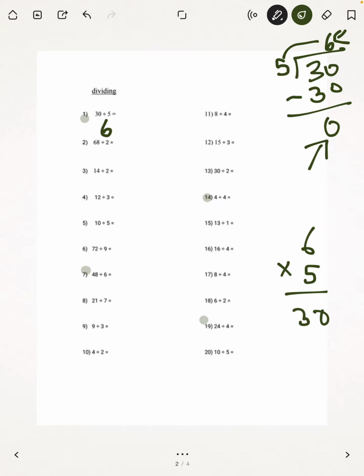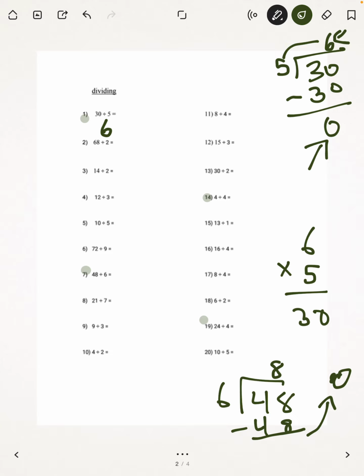48 divided by 6. You want to do 6 divided by 48. 6 does not go into 4, but it does go into 48 8 times. And you subtract 48, because 8 times 6 equals 48. And if you do that, that equals 0, so this answer is 8.